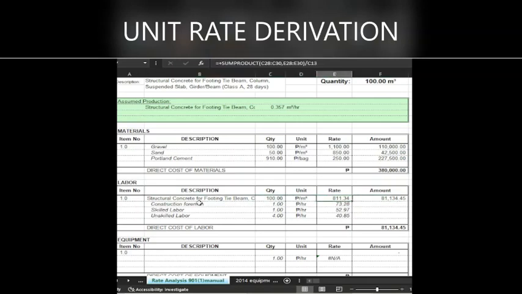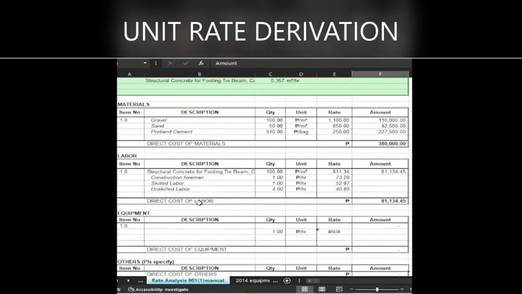So for every cubic meter, this is the rate of the labor. We will just multiply this one to the quantity. This is the total amount of labor for every 100 cubic meter of concrete. So this one, and 380 for the materials, and 81,000 for the labor.